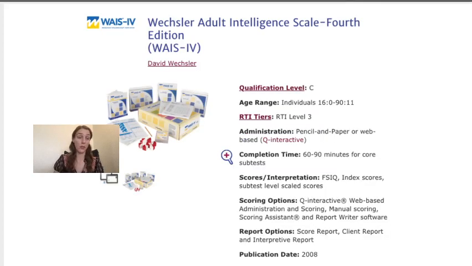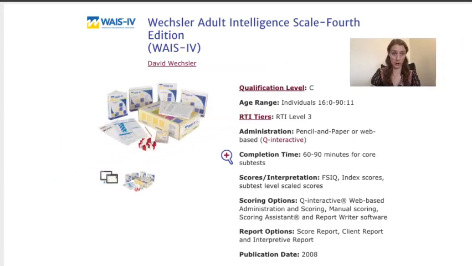All right, we're going to talk a little bit about intelligence tests, to finish off on intelligence since we've been talking about it. So intelligence tests are notoriously complex to administer. We do have qualification level C here. This will take 60 to 90 minutes to complete, and this is even short for an intelligence test. Some intelligence tests will take you all day, and that's no joke. It can take up to 6 to 8 hours to complete all tests in certain intelligence tests.